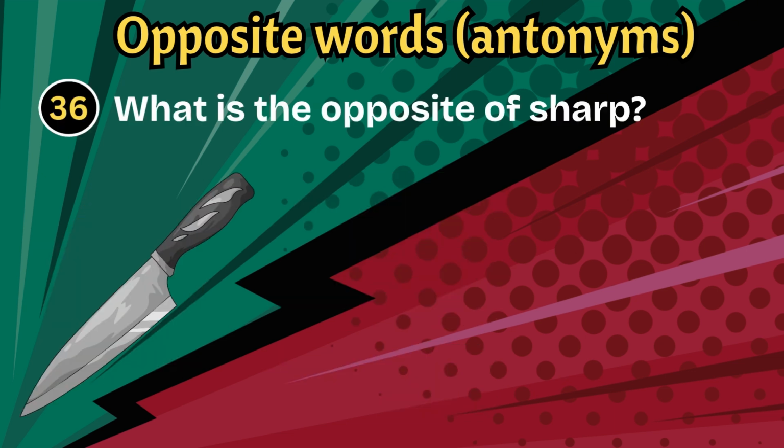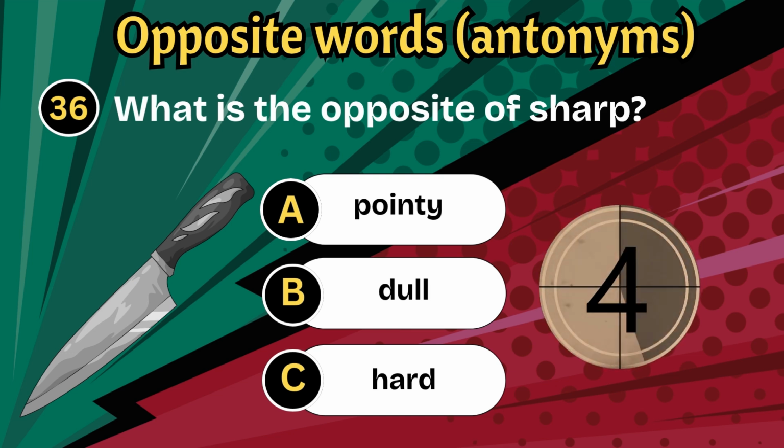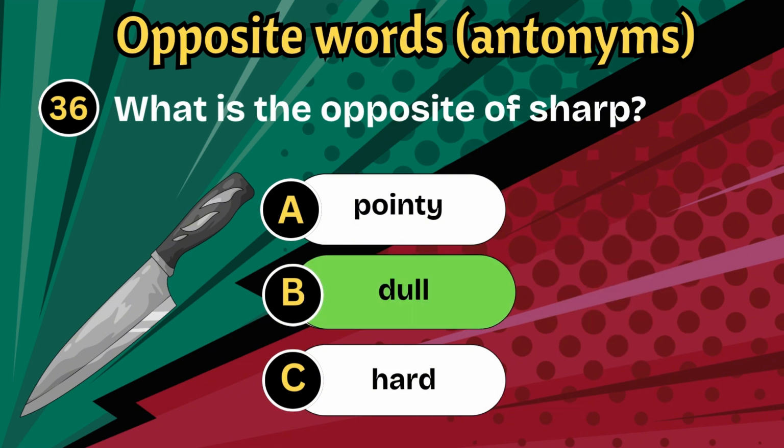What is the opposite of sharp? Can you name something sharp in your home? The correct answer is dull. Sharp means something can cut easily, like a knife or scissors, so you have to be very careful, while dull means something is too blunt to cut well, like a butter knife that just smashes instead of slicing.